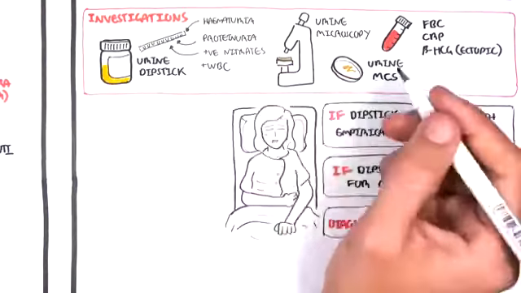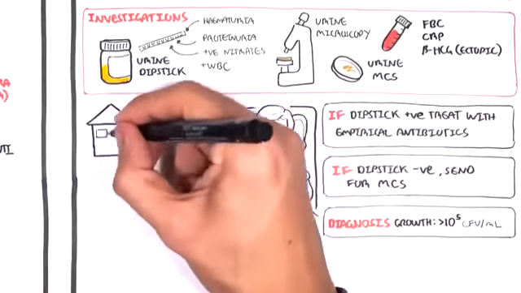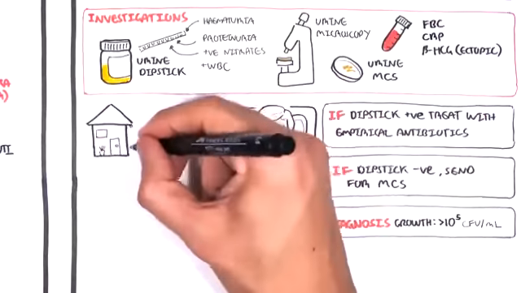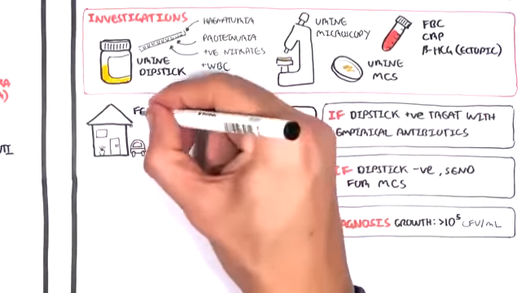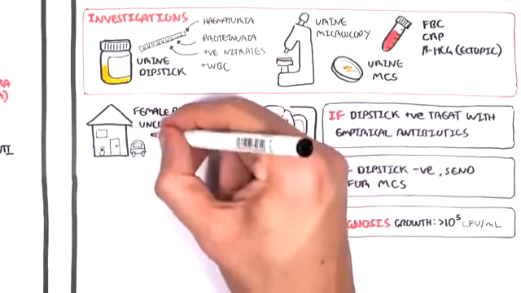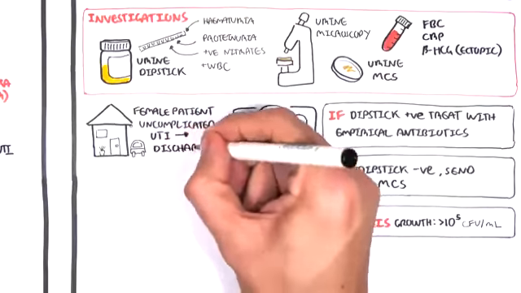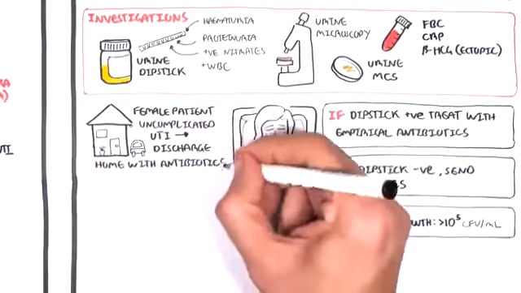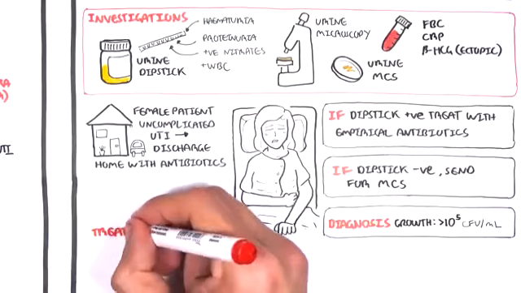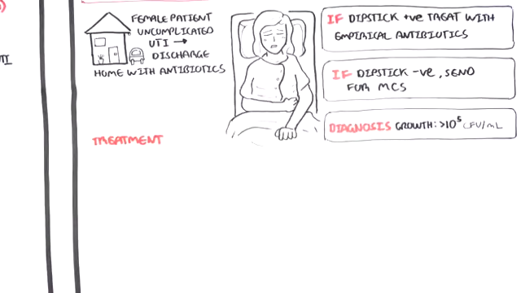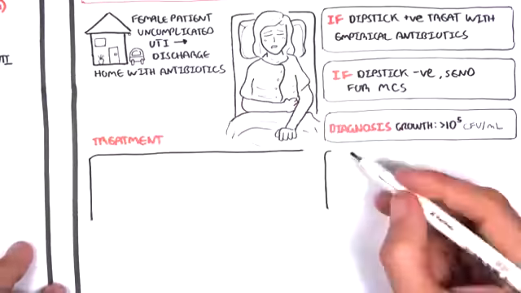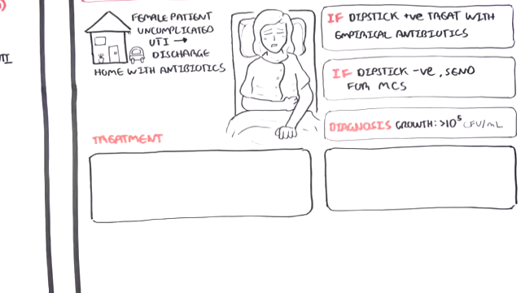As mentioned, urinary tract infections are common in females. And so, if a female patient presents with an uncomplicated UTI, she is most likely able to go home discharged with oral antibiotics. The treatment of UTI is essentially empirical antibiotics.